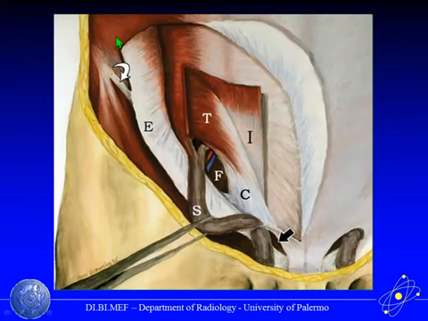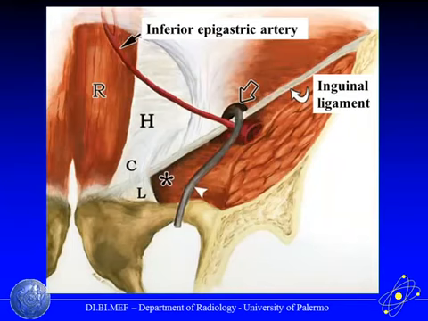We are looking at this picture from the front side. Now look at it from behind, from the inside of the abdomen. This is the inguinal ligament.